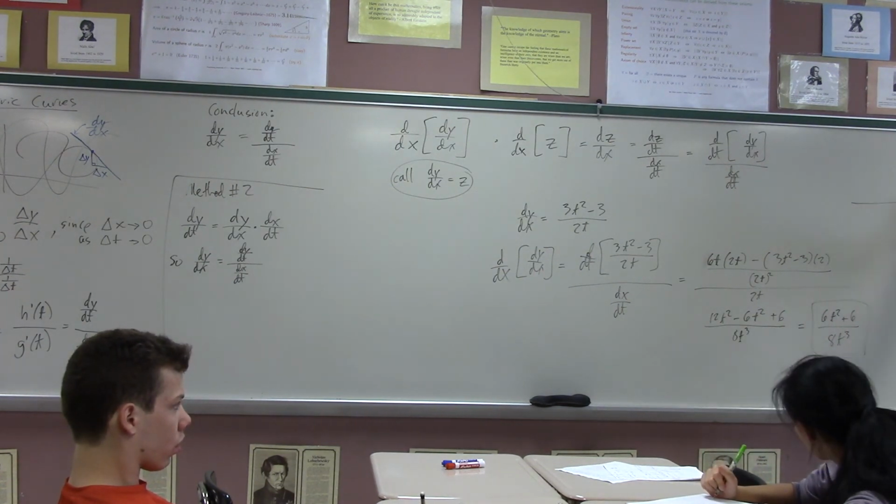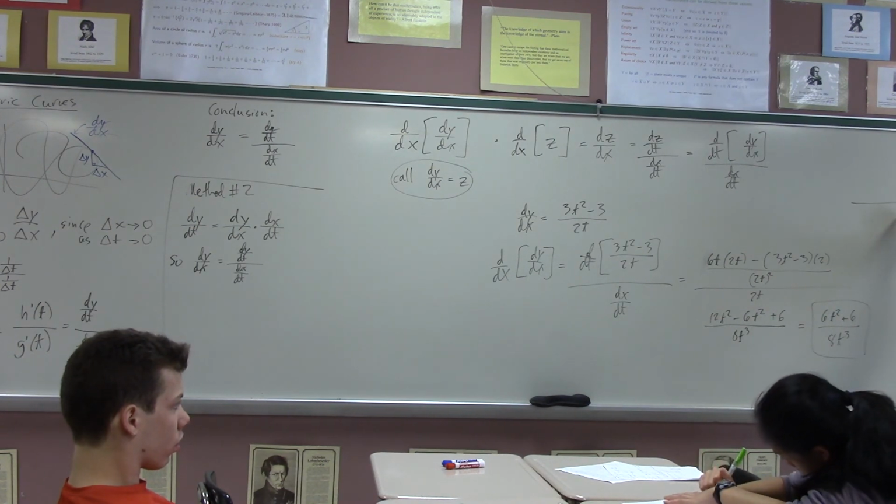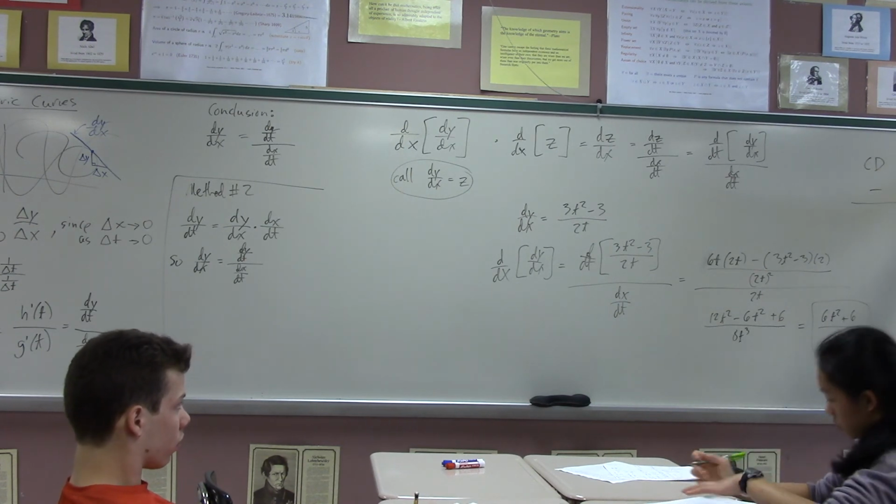Now if I make a sign chart for this, the numerator is always positive and the denominator changes sign from negative to positive at 0. So this is negative, positive. Conclusion: this is concave down and then concave up.